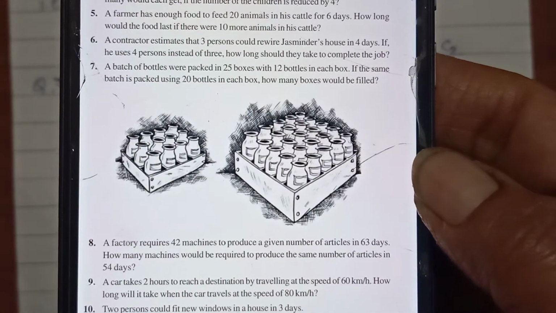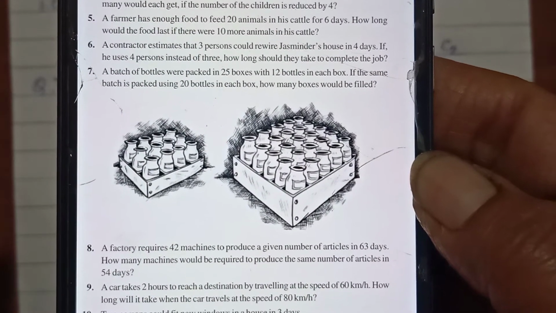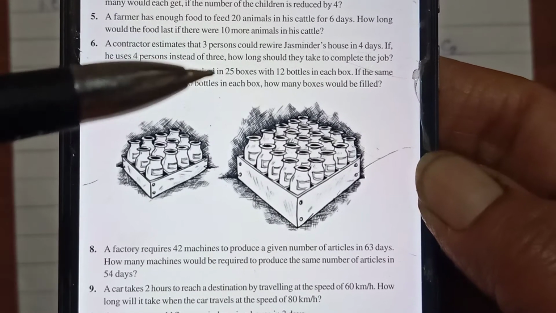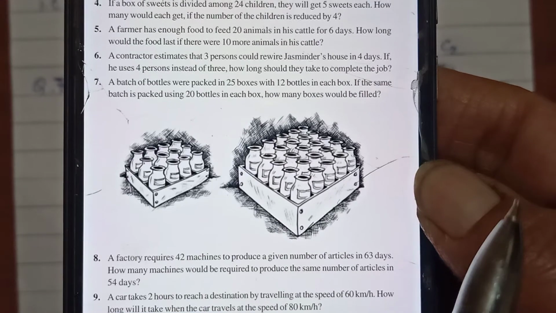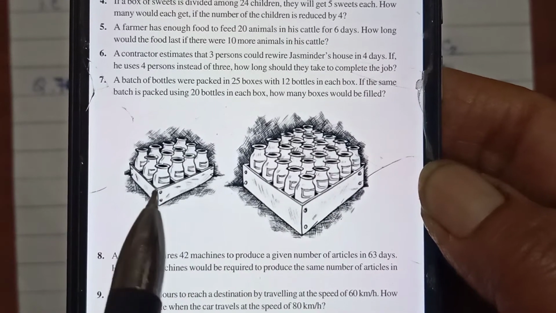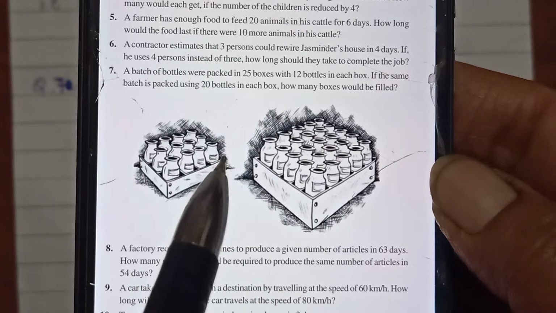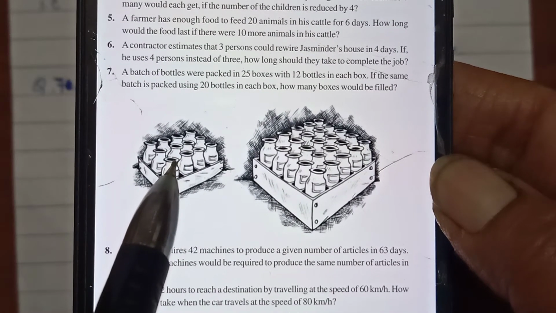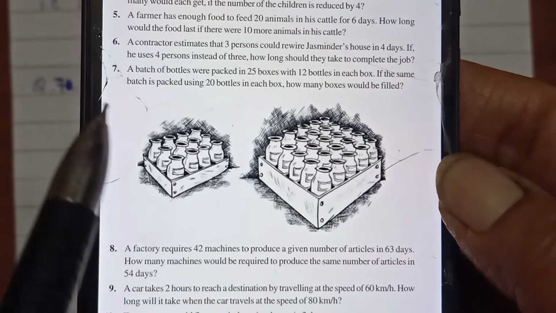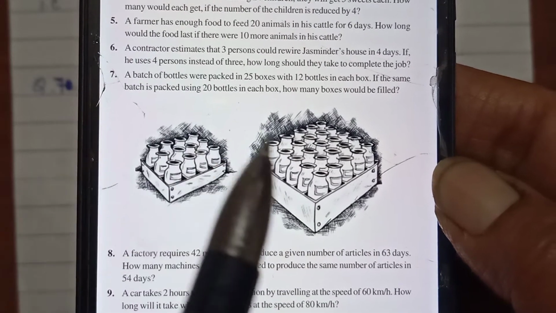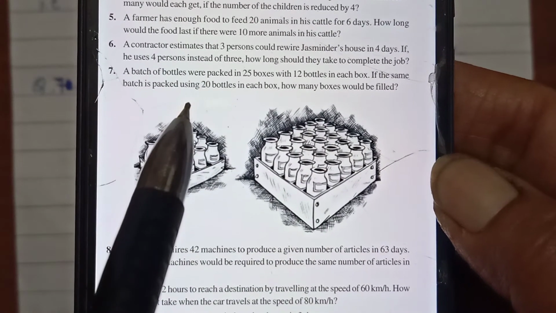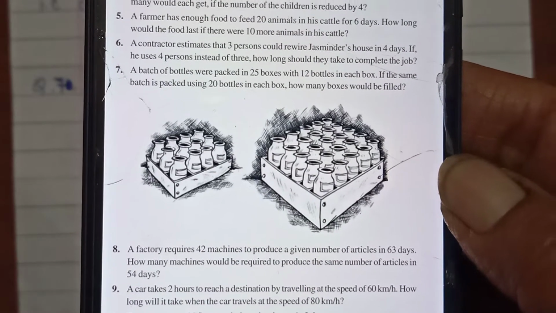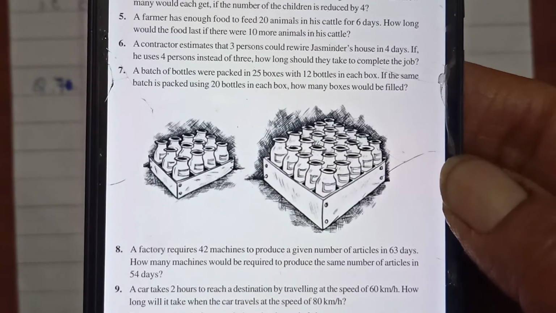So we have a batch of bottles that were packed in 25 boxes with 12 bottles in each box. So you understand, as they've shown you here in the figure also, there is this packing in which in one pack we are putting 12 bottles. Okay, and such we have 25 boxes. Then in the second case they are saying now they are putting 20 bottles in one pack. So how many packs or boxes will be there?